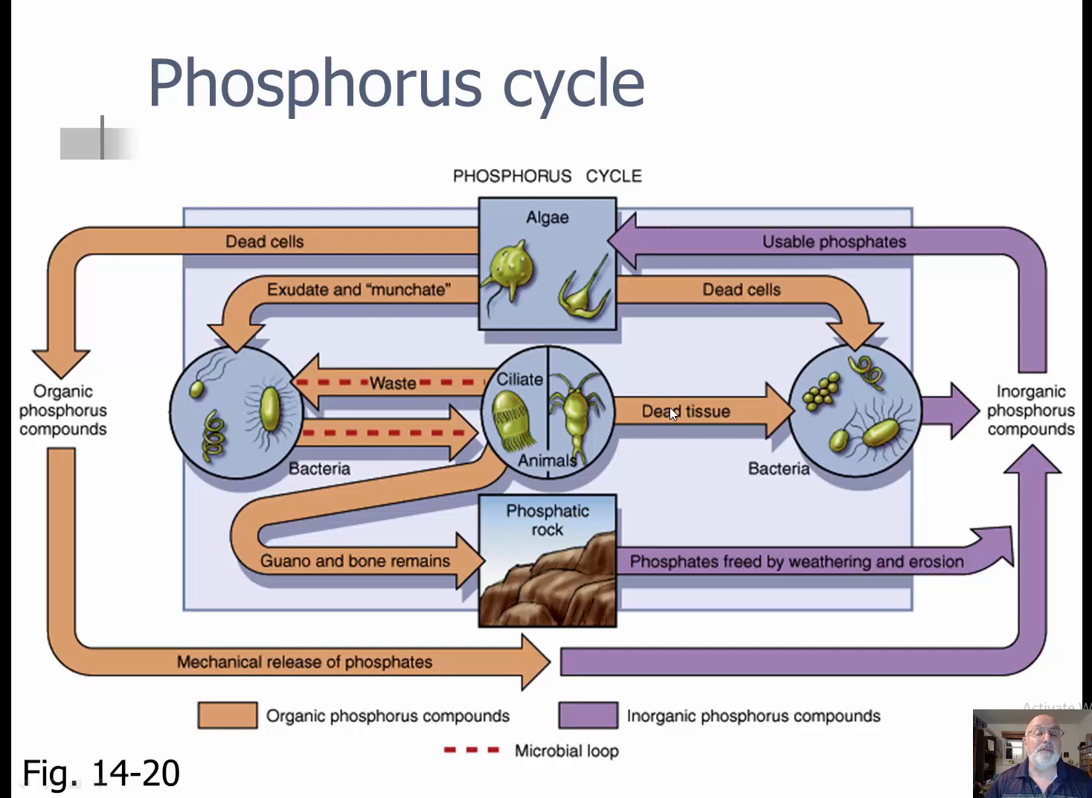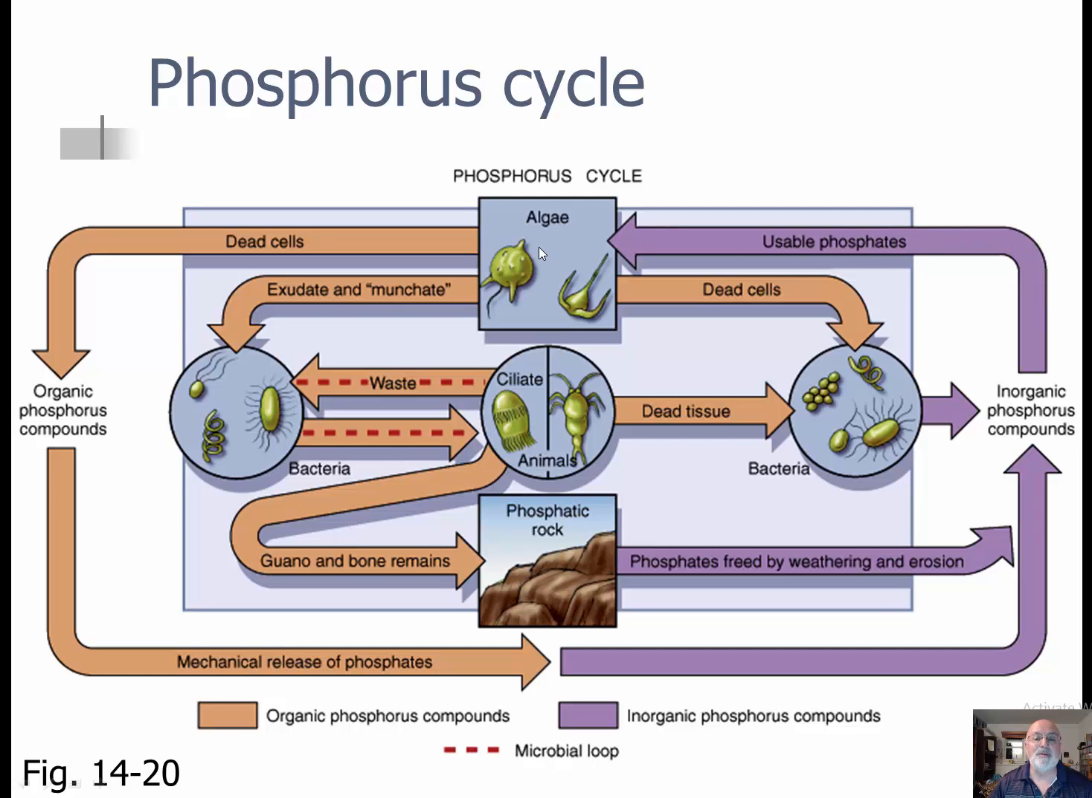Phosphorus, we need this for amino acids. We need it for nucleic acids, so DNA and RNA. And again, you have an organic side and you have a purple inorganic side. And where does the phosphorus start? Phosphorus starts in rock. So the rock weathers and erodes, and that releases phosphate to the soil. And that is taken up by plants.